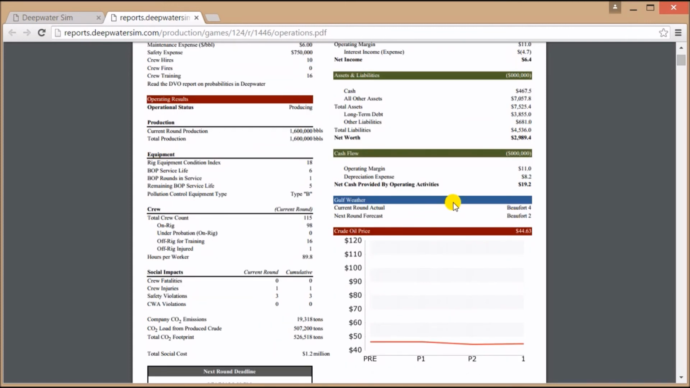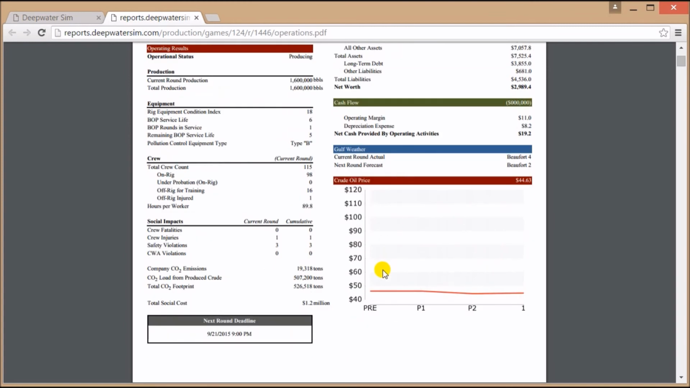So here's a summary of the Gulf weather for the current round, the Beaufort 4 measure of wind strength. The next round forecast is a Beaufort 2, which is very quiet. Normally the Gulf is in a 3 to 4 situation. Strong storms can drive that up to 5, 6, or 7, or 8, or even higher. That will reduce production, but things look pretty quiet here. And down here we have a graph of the crude oil price as it's changed over the game. And so at least for this period, it's been relatively flat.